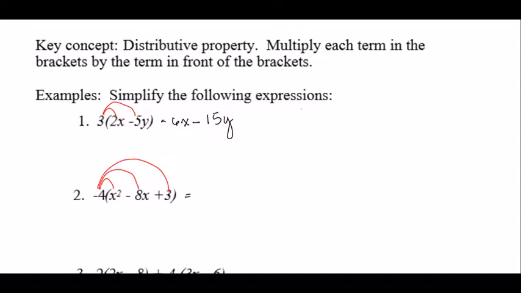Negative 4, and we're going to apply it to everything in the bracket. So we get negative 4x squared, because there's only a 1 sitting in front of the x squared. And then we take negative 8 times negative 4, which gives us positive 32x. And now we have negative 4 times positive 3, which gives us negative 12.